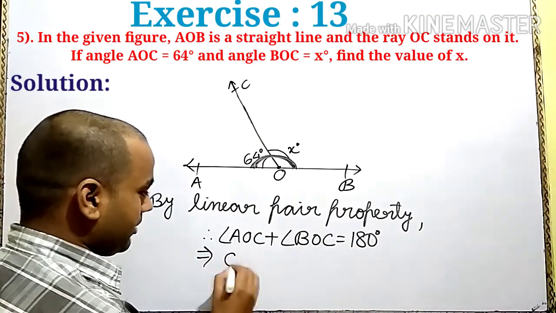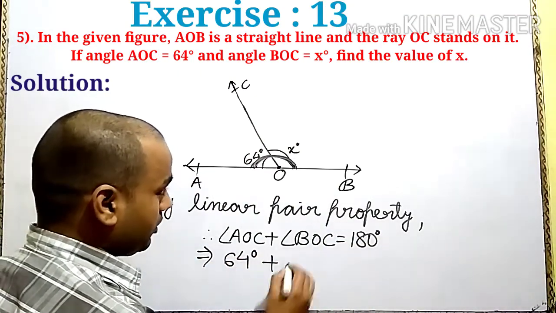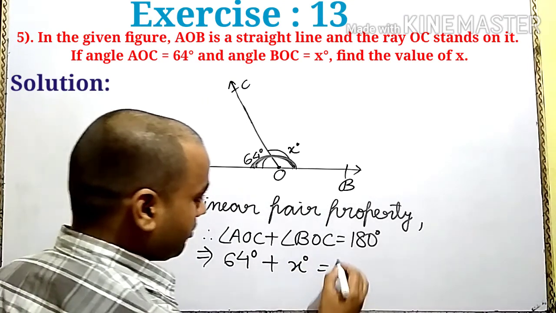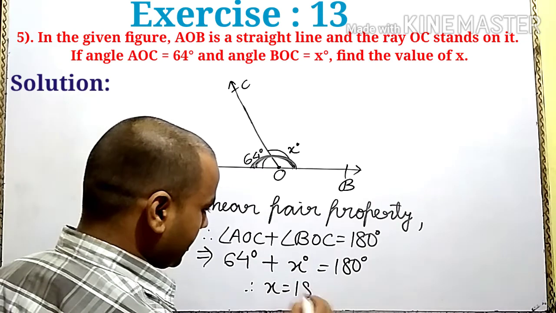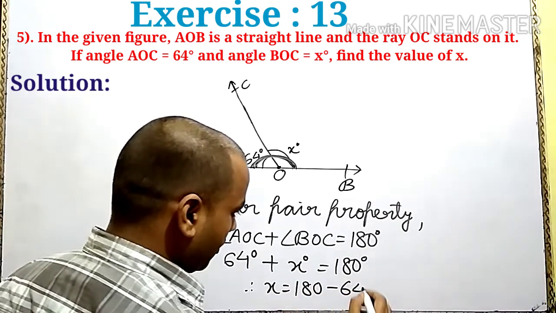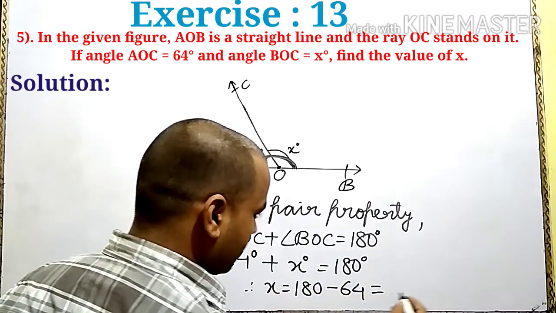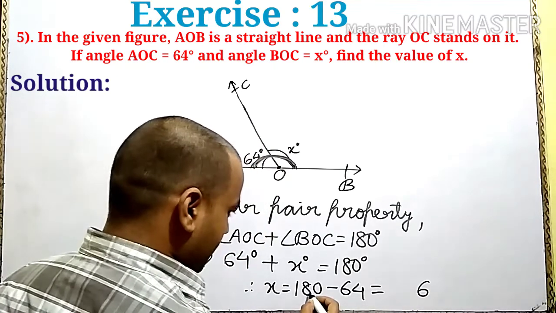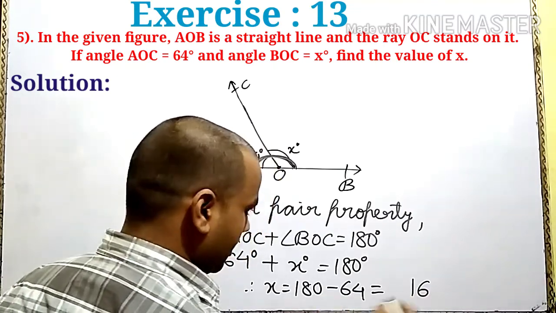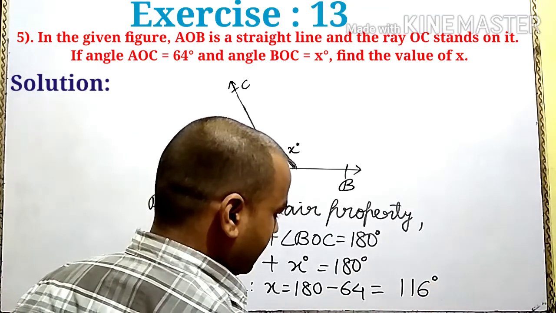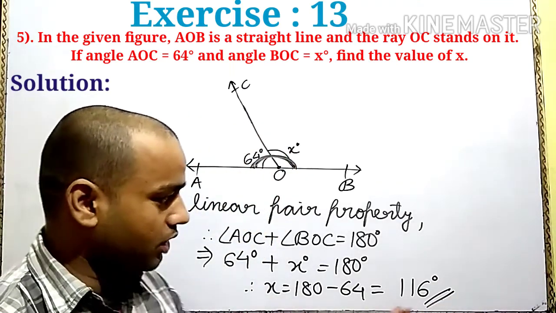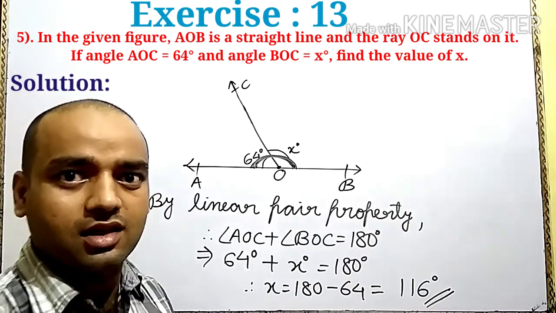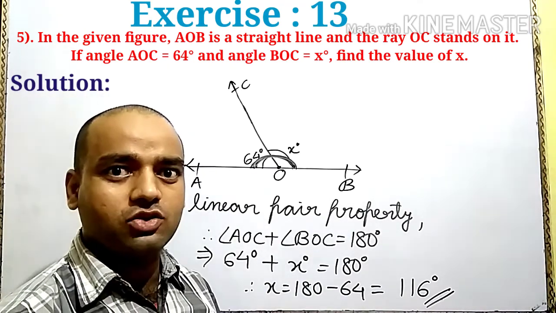Here AOC is given 64 degree. BOC here x, so 64 plus x is equal to 180 degree. Then x is equal to 180 minus 64, which is 116 degree. Lastly we get x is equal to 116 degree. Is it clear? Now let us discuss question number 6.